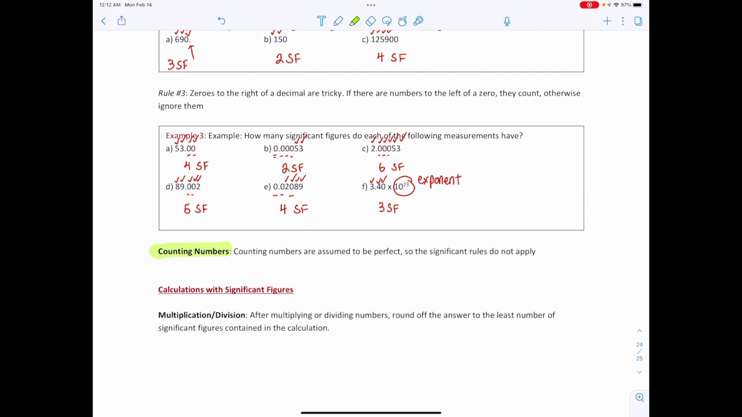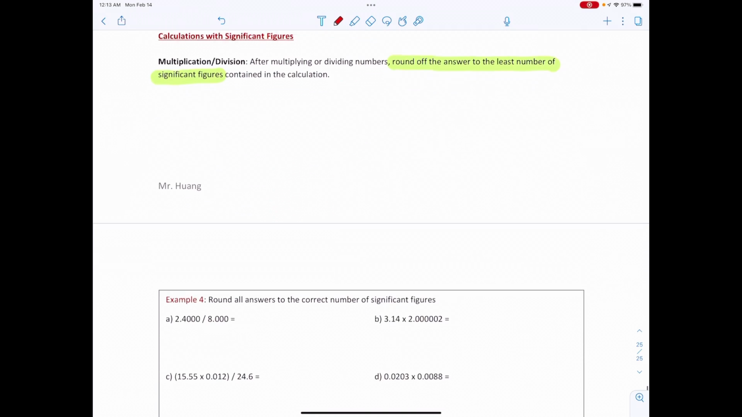Now, why we use significant figures, once again, is because we want to include the certain and the uncertain digits. A lot of times in labs, with the numbers that we measure, we do calculations with them, either multiplication, division, or subtraction and addition. If we do multiplication and division with significant figures, the rule says that after multiplying or dividing, we round off the answer to the least number of significant figures contained in the calculation. Let's take a look at a few examples.